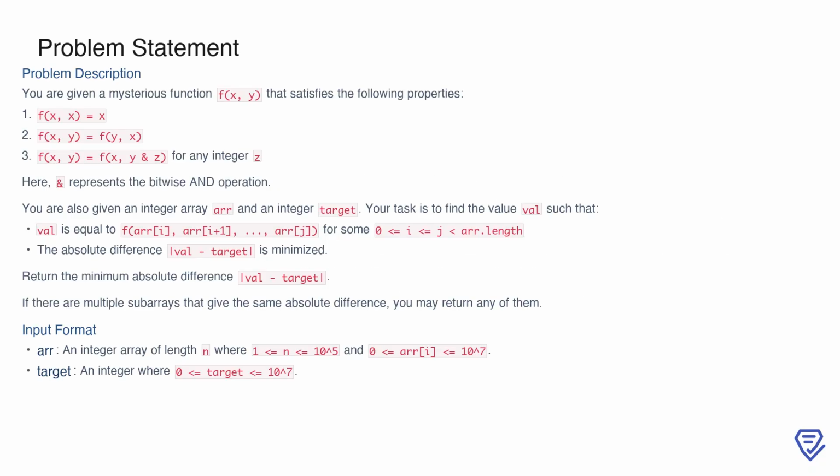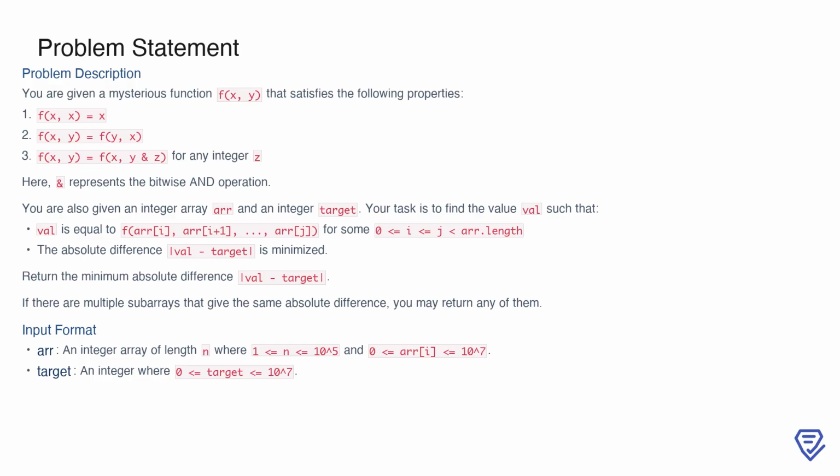Here, we are tasked with solving a problem based on a mysterious function, denoted as f(x, y). This function has three important properties. First, applying the function to the same input twice simply returns that input, meaning f(x, x) equals x. Second, the function is symmetric, so the order of inputs doesn't matter: f(x, y) equals f(y, x).